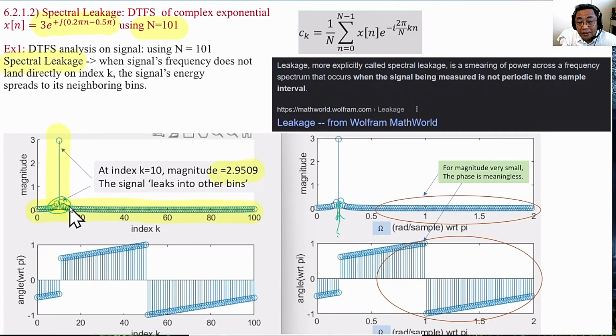Alright, so in these last few slides, we have examined the DTFS, using this equation to compute the ck for magnitude and the phase.